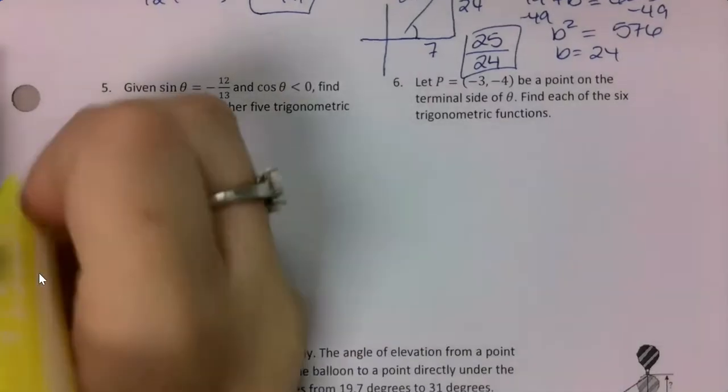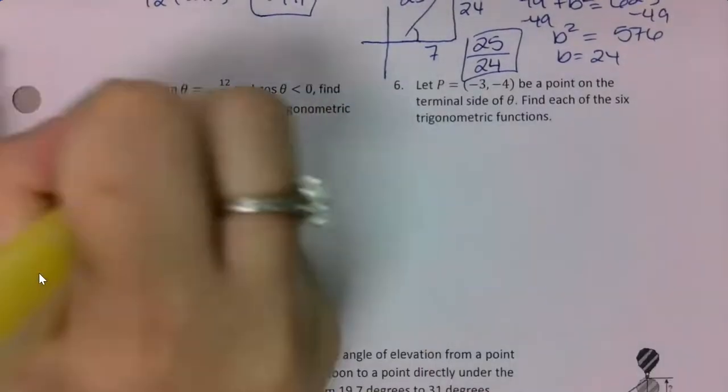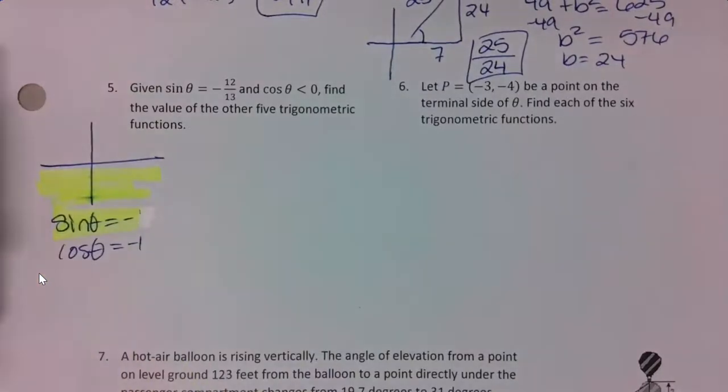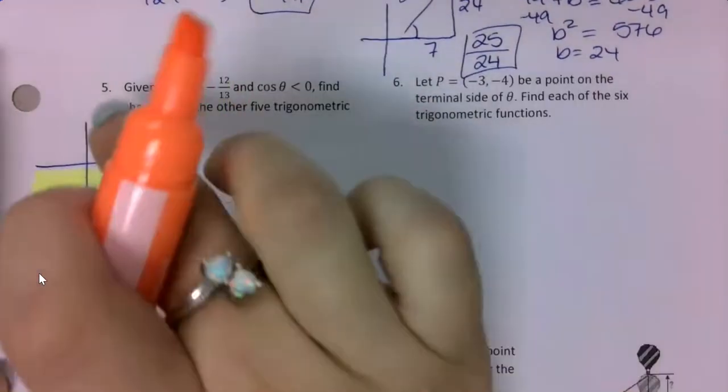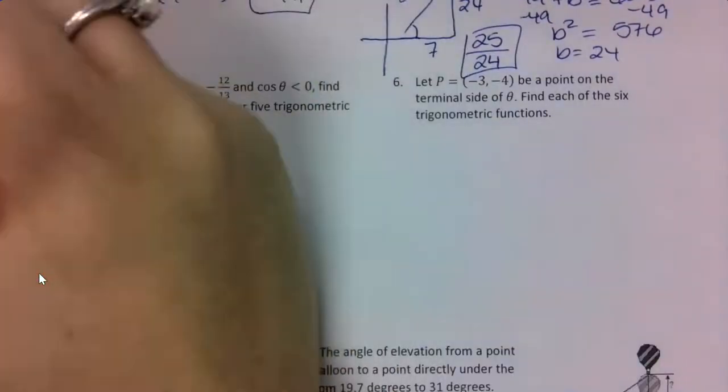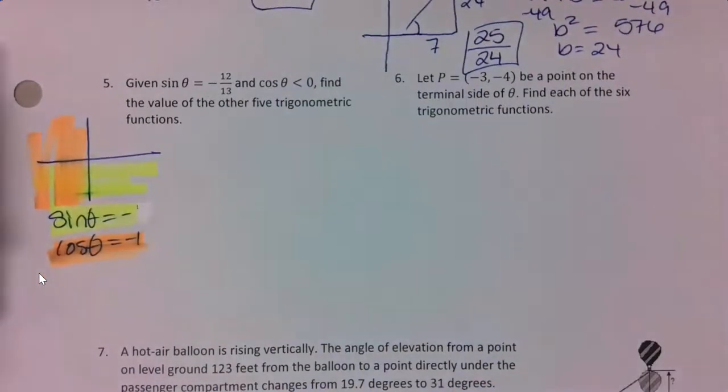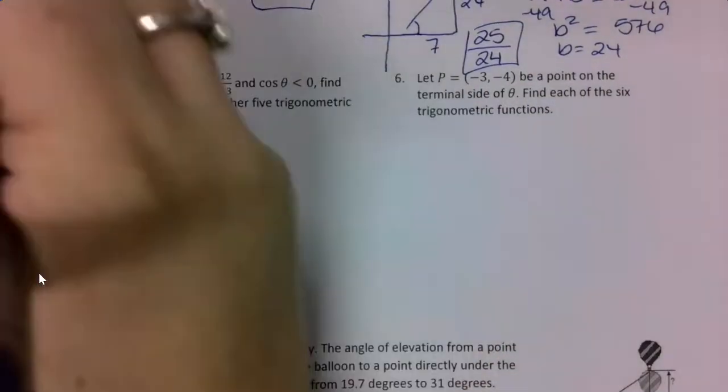Remember, sine is positive in the first two quadrants, so sine is negative in the bottom two. Then I want to find where cosine is negative. Cosine is positive in the first and fourth, so cosine is negative here. So if both of those are negative, I have to be in the third quadrant.